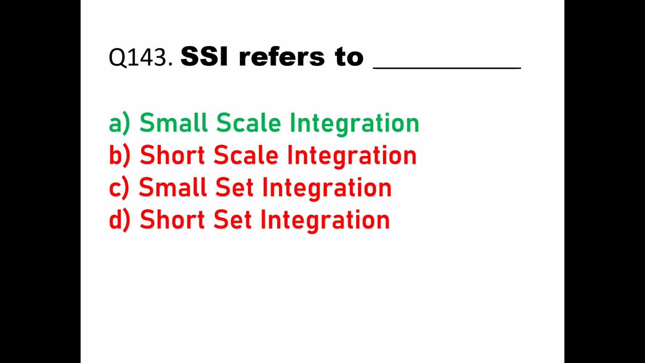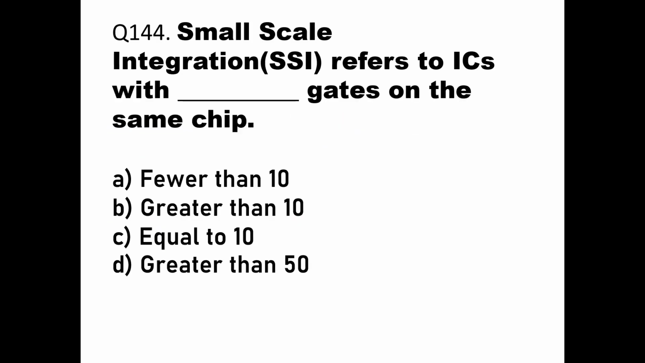Now SSI will be in the range of having components or gates from 1 to 10. Okay, medium scale will have from 11 to 100. Then large scale will have from 101 to 1000 and very large scale will have above 1000. This range you have to remember for any type of objective questions asked on integration. Okay, so that we'll see now. We'll go to the next question, question number 144.